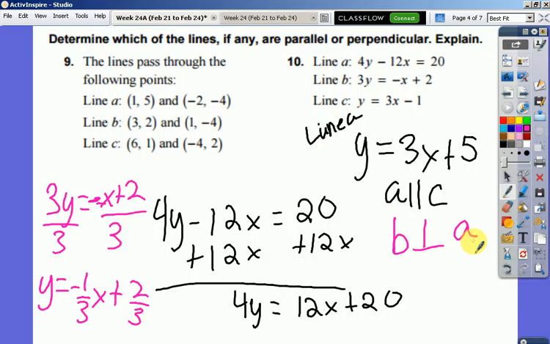Janice said perpendicular lines have opposite reciprocal slopes. We had one that had a slope of 3, another one that had a slope of 3, and then all of a sudden we had a slope of negative 1/3. Am I right? So therefore, I know that is perpendicular to A. That's also perpendicular to what other line? C.